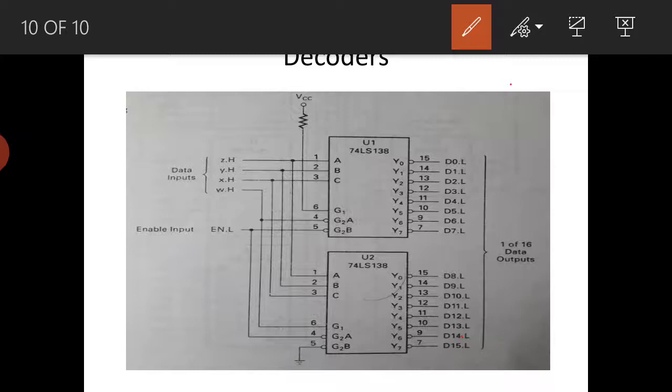So this is the practical application of decoders. We have seen what a decoder is, the truth table, the logic circuit and how it works, and how to construct a 4 to 16 decoder using 3 to 8. So now we know about decoders. In the next classes we will see some problems on decoders, using decoders to design combinational circuits.